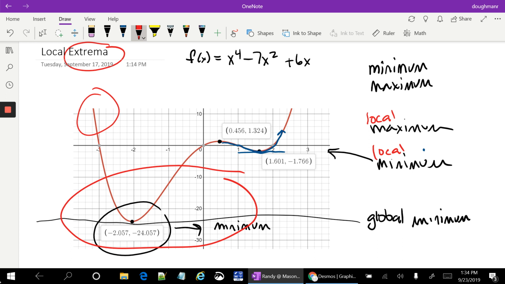So it's minimums and maximums that we're talking about when we talk about extrema. And then the question is, is it a local minimum, local maximum, or is it global?